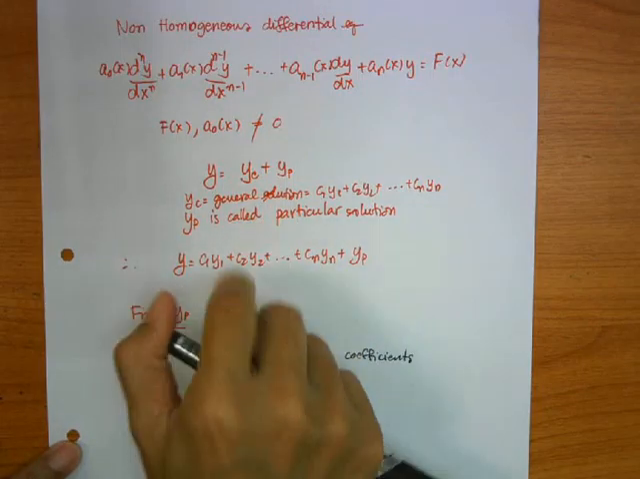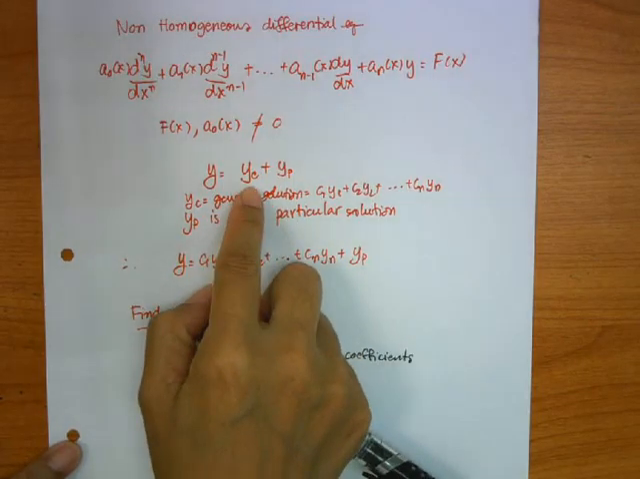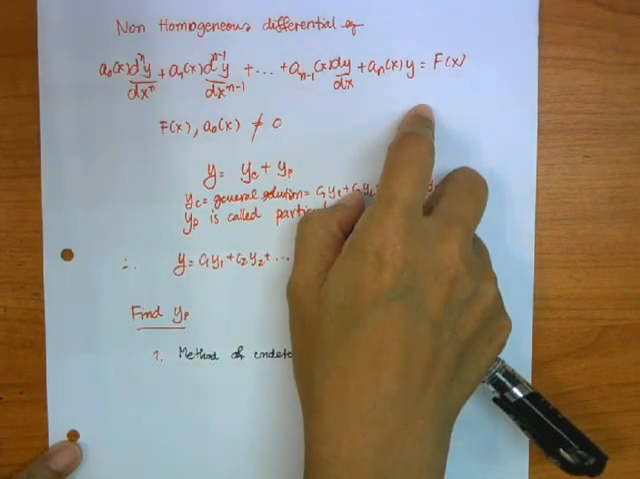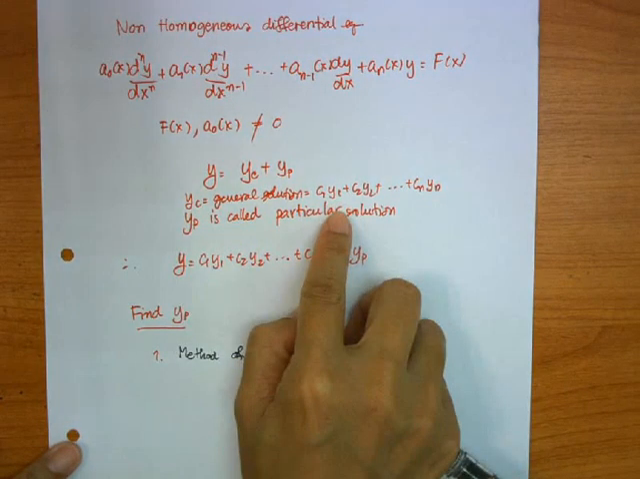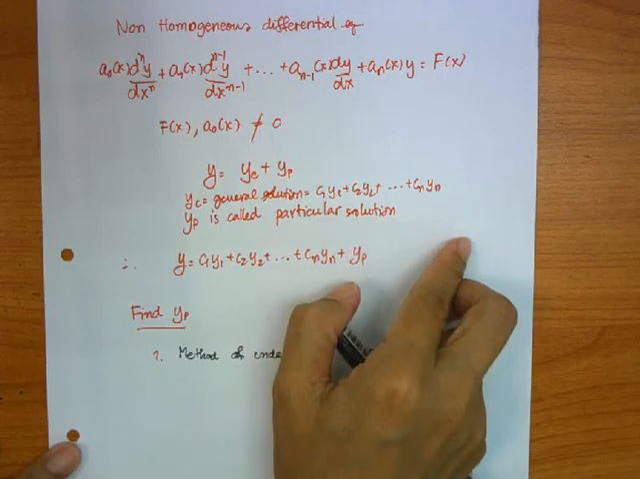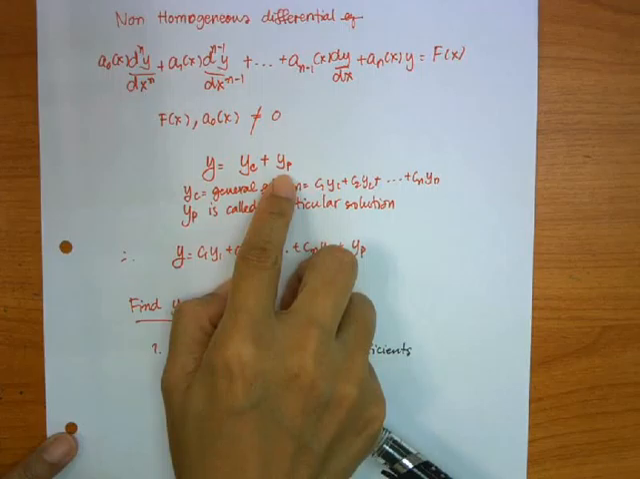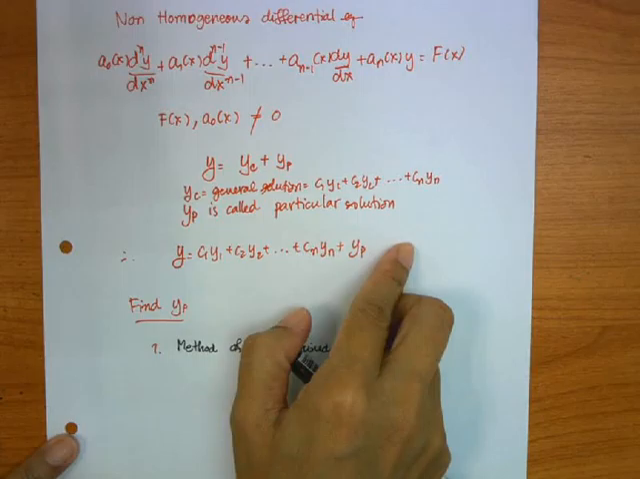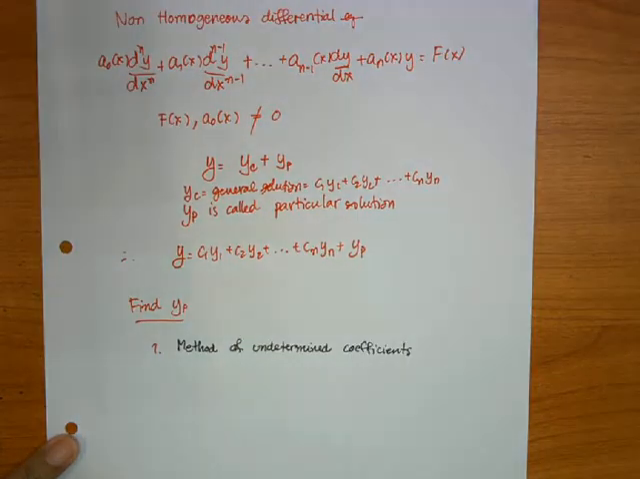yc is the general solution which comes from setting this differential equation to be a homogeneous equation. Then your yc would be in the form of c1y1 plus c2y2 until cnyn. And the other solution is called yp, the particular solution. You can find yc from the previous lecture. So the next topic that we are going to go over is the method to find yp.